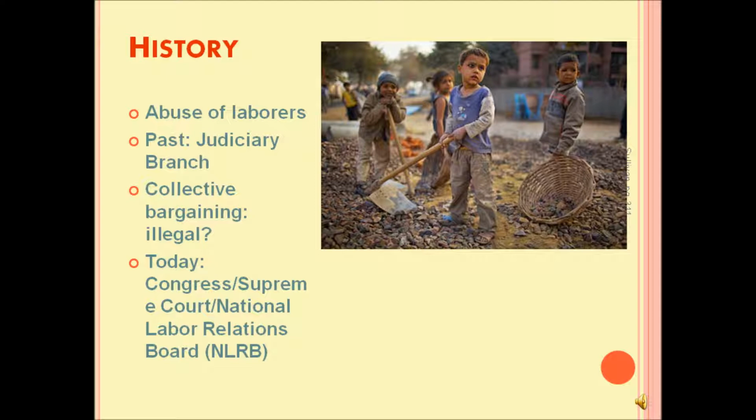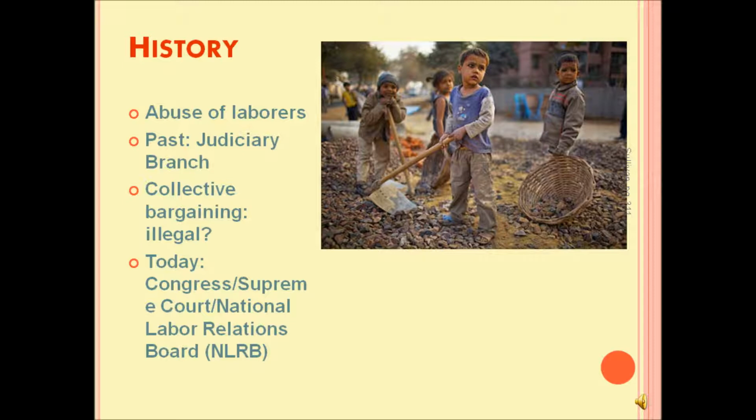Now I want to talk a little about the history of unions. So, abuse of laborers in America was at one time rampant. Incidents such as factory fires drew attention to the need for the protection of employees. These incidents sparked change. Laborers began to fight to have a voice.